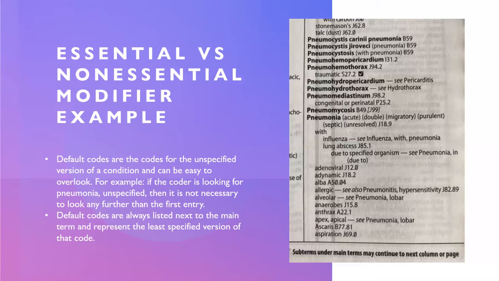Default codes are the codes for the unspecified version of a condition that can be easy to overlook. For example, if the coder is looking for pneumonia, unspecified, then it is not necessary to look any further than the first entry, which would be J18.9. Default codes are always listed next to the main term and represent the least specified version of that code. So this is going to be a little exercise that we do on the next few slides.